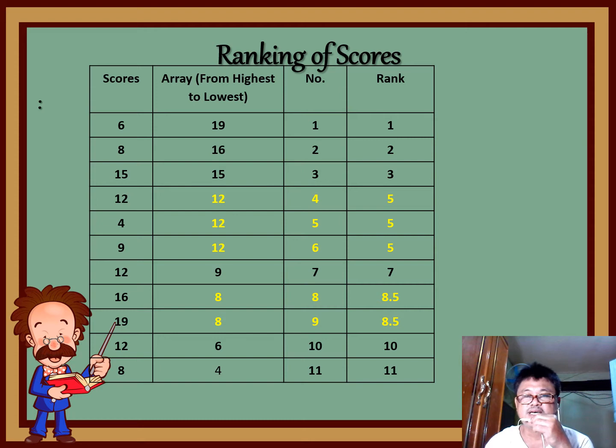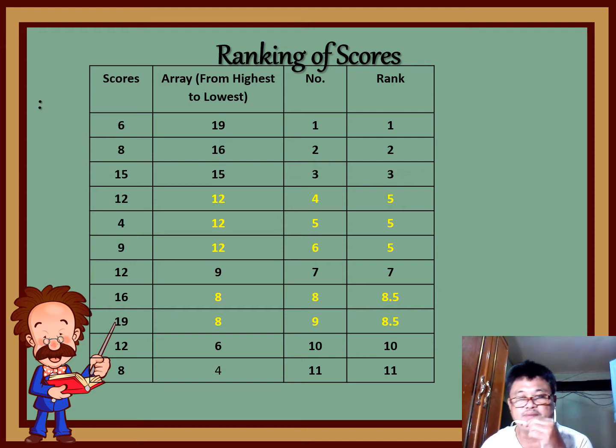As you can see, 19 is the highest, so that will be first in rank. So rank number 1. And then 16 is the next number, so that will be rank number 2. 15 is the third number, so that will be rank number 3. And then 15 is followed by 3 12s. So what will be the rank of 3 12s?